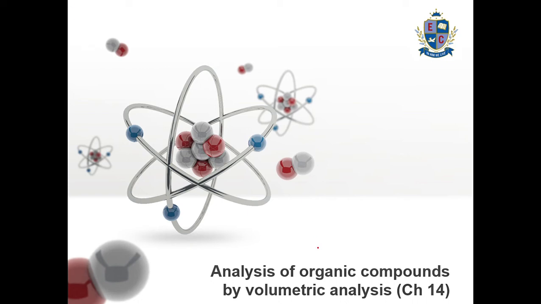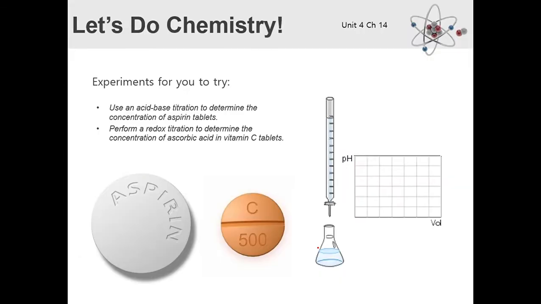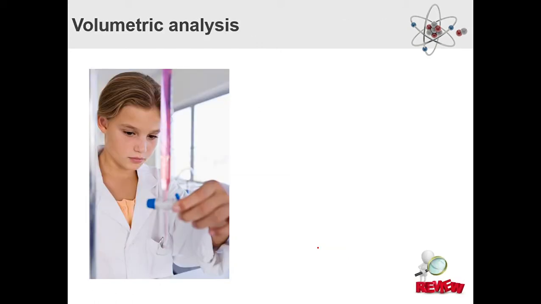Welcome back. Today we're talking about analysis of organic compounds by volumetric analysis, aka stoichiometry. Things you better believe we're going to do when we get back to school is first use an acid-base titration to determine the concentration of aspirin tablets and perform a redox titration to determine the concentration of ascorbic acid in vitamin C tablets. So, how do we do that?